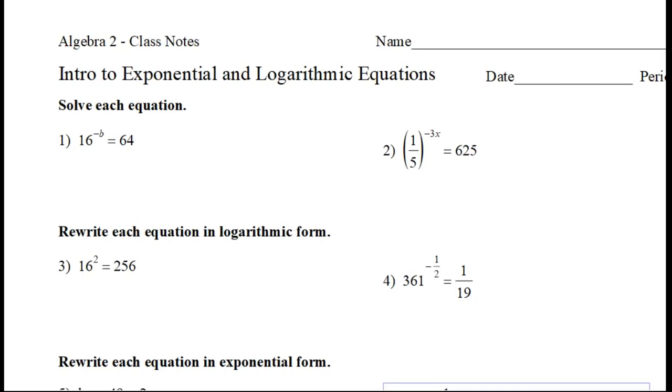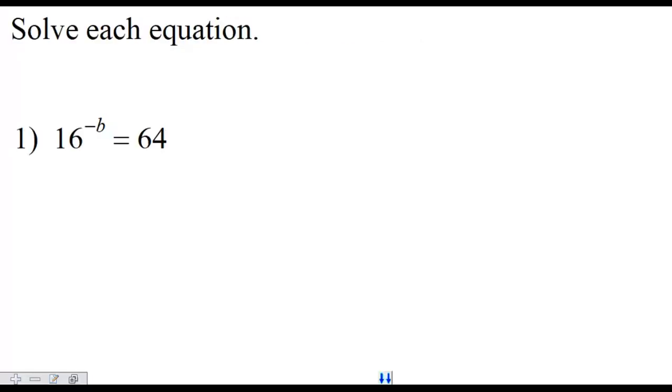Today is just a quick overview of some of our exponential and logarithmic properties and how we can use these properties to rewrite or solve logarithmic equations. To begin this lesson, I want to start off with a simple property that deals with a base and a power. If you are given an equation that has a variable in the exponent, one of the ways that you can solve this equation is by making the bases the same.